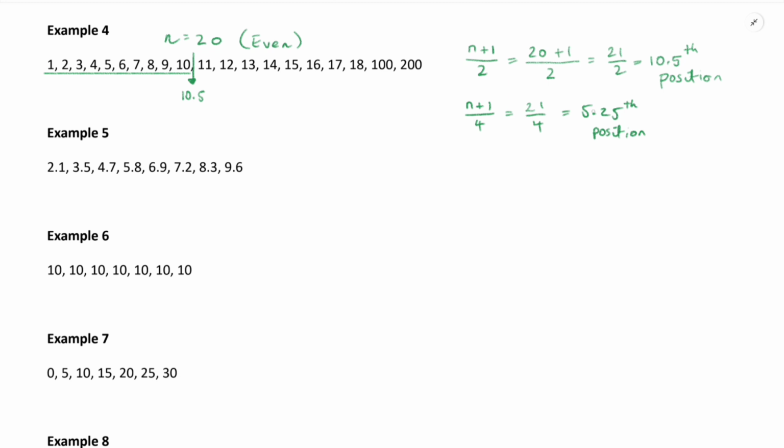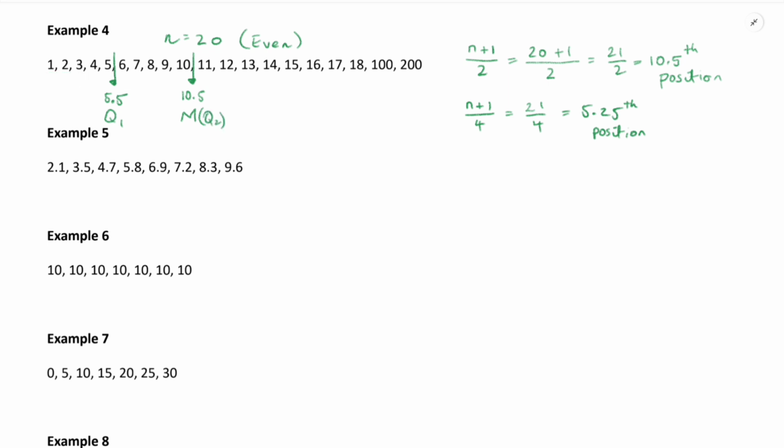So what does that mean? That we can find quartile 1 at the 5.25th position. Let's go. 1, 2, 3, 4, 5. And 0.25 means we go in between the next one along. So the midpoint of that is 5.5. Okay, so that's quartile 1. That's the median, or quartile 2.